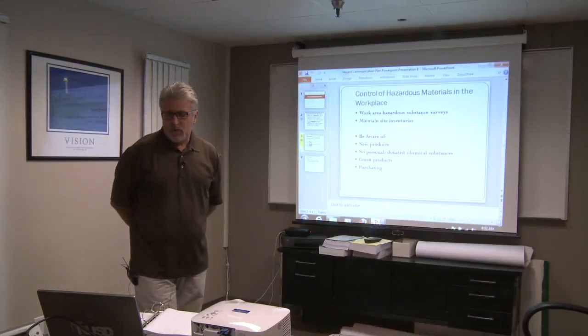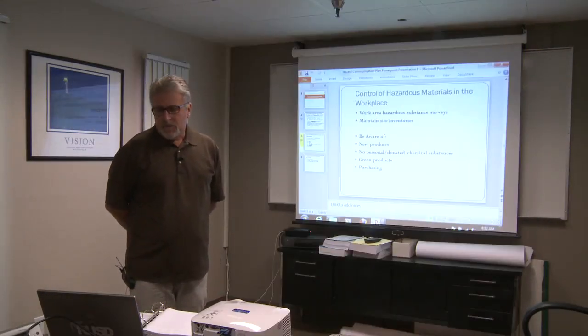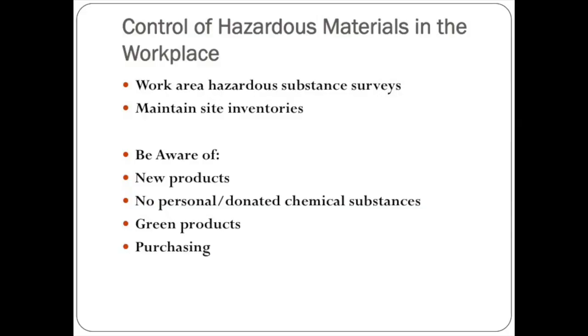Control of hazardous materials in the workplace. Each work site should develop a work area hazardous substance survey, which identifies the chemicals they use in particular areas within their sites or departments, and they maintain site inventories listing these particular chemicals. You should be aware of new products. All these inventories identify the products we currently have on sites, and new products.